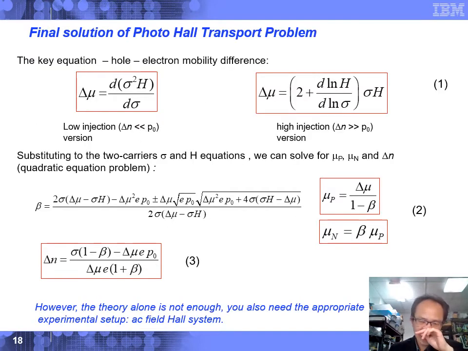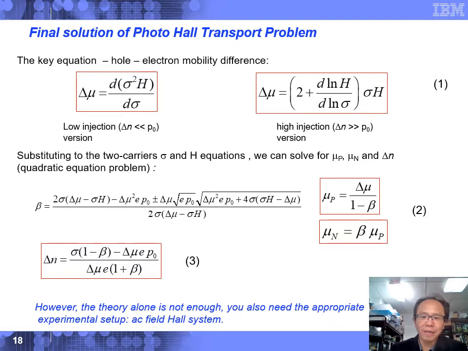So in essence, now we have a new equation that gives us the difference in mobility between hole and electron, and there are two equivalent expressions for this: the low injection version given as the derivative of sigma square H over sigma, and then also the high injection version given as the equation on the top right hand side over here.